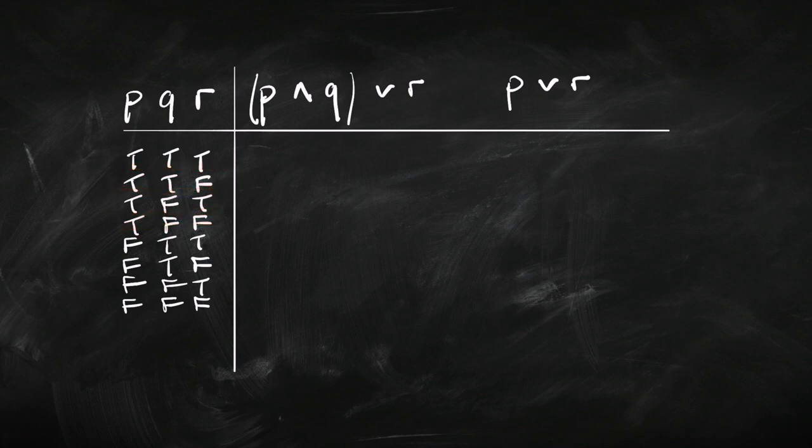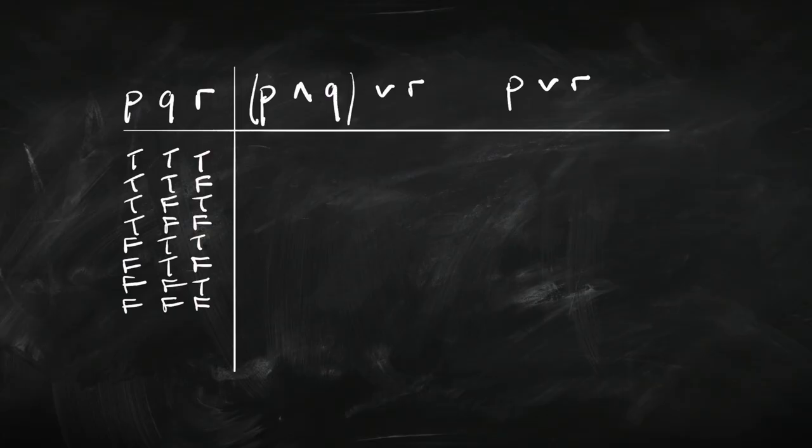Rather, it's better to do it column by column, starting over on the right. The rightmost column goes TF, TF, TF, TF, just like it did when we had a four-line truth table. The middle column is going to go TT, FF, TT, FF.